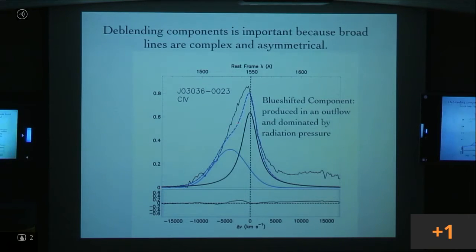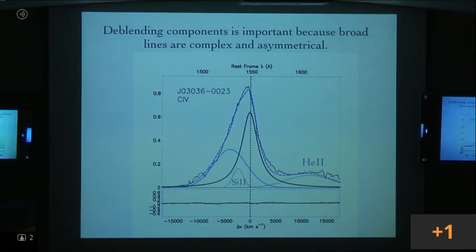The dotted line is the sum of these two components, and the lower panel are the residuals. We think that this blue shifted component is produced in an outflow that is moving toward us and is dominated by radiation pressure. And finally, we fit other lines that are under this line, which are helium-2 and silicon-2. And, well, this is for carbon 4.